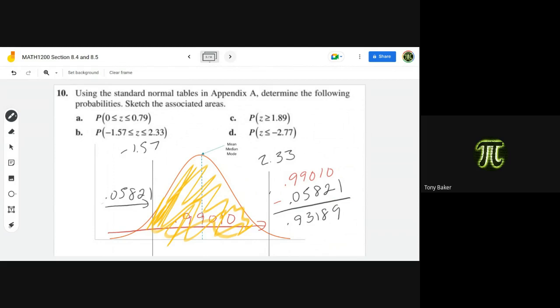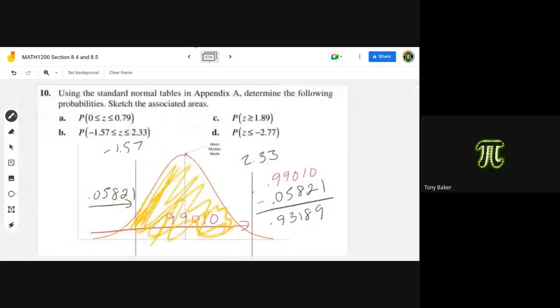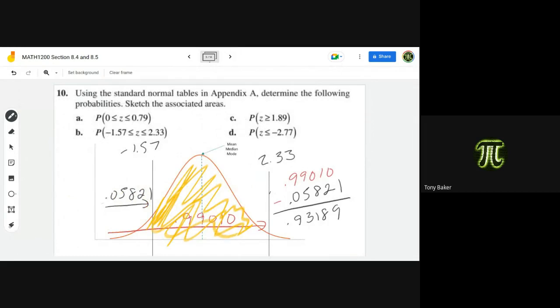Again, same concept. Find the two. You're looking between them. Subtract. Yeah, don't miss the 0. It's 0.0, not 0 point. That could make a big difference in your answer.